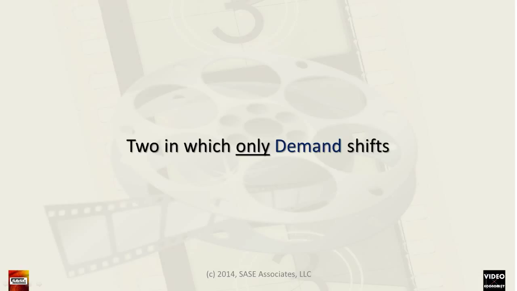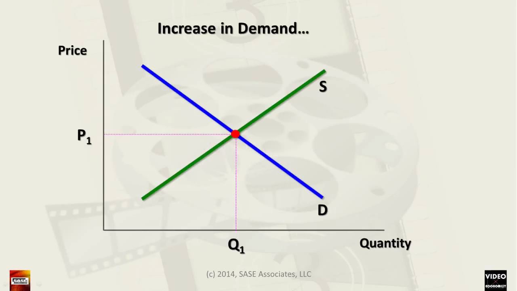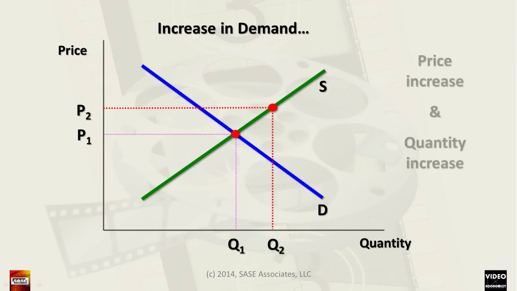In the following two examples, we explore two market examples in which only demand shifts and determines specific changes to equilibrium price and quantity. In the first of these demand shift examples, we consider an increase in demand that we graph as a shift upward and to the right.